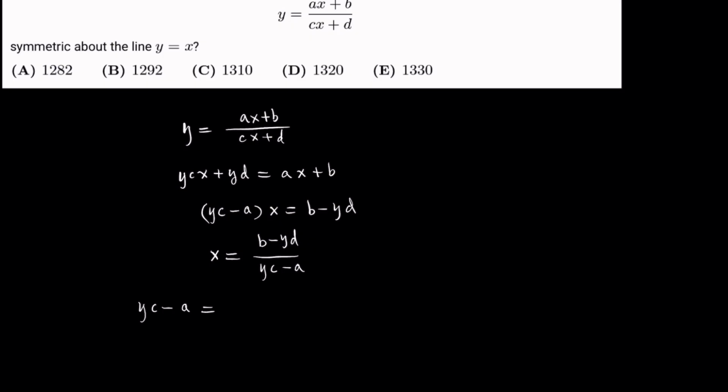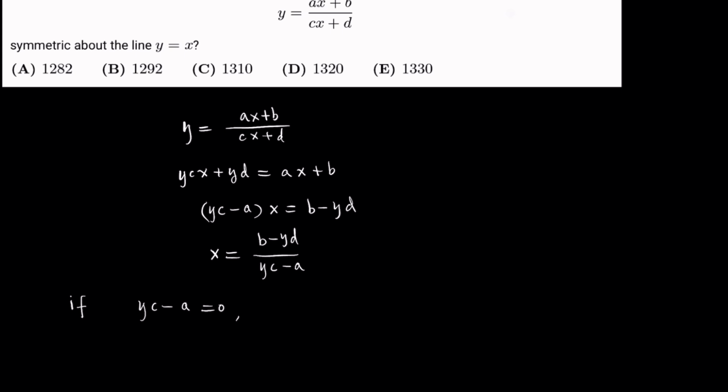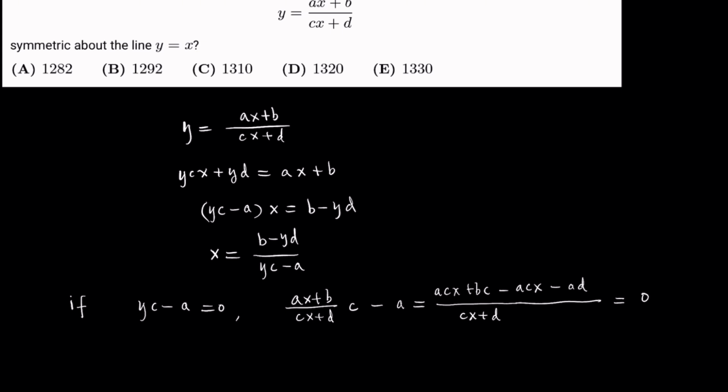But can it equal 0? So what happens if this is equal to 0? If this is the case, then you can plug in y equals (ax plus b) over (cx plus d), times c minus a, equals 0. That is equal to cx plus d in the denominator. And this one you can multiply by c: acx plus bc, minus acx minus ad. So if that equals 0, now this cancels. It means bc equals ad.